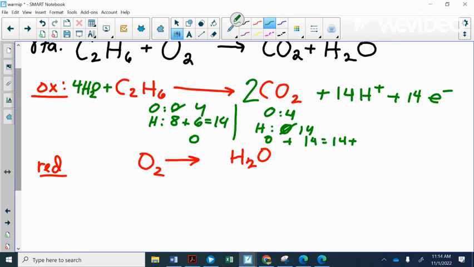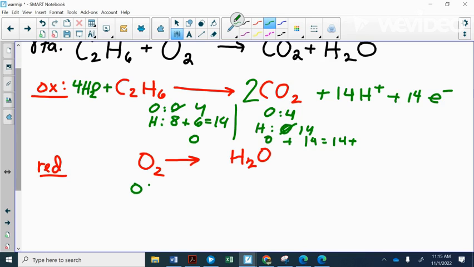Did anybody get the right half reaction for oxidation? I did. Okay. All right. Balance everybody but hydrogen or oxygen first. There isn't anybody. What's the next rule? H2O. Yeah. Use water to balance oxygen.